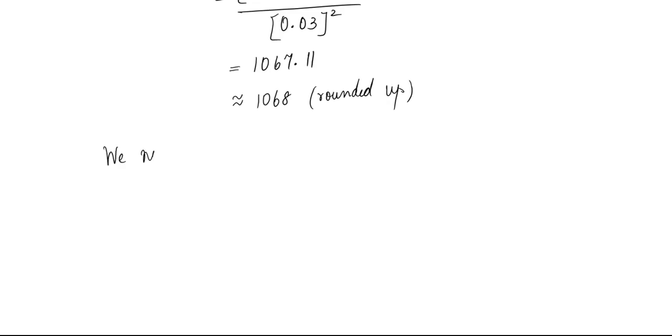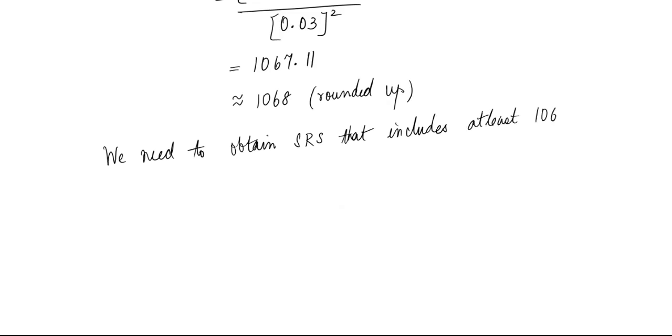So we need to obtain a simple random sample that includes, always interpret your answer so you understand what it means, at least 1068 adults. The more, the better. Okay, this is the minimum. So if you want to do 2,000 adults, really good because then you have really expanded the minimum requirement, and you can be assured that you will provide reliable information because your sample size was larger.